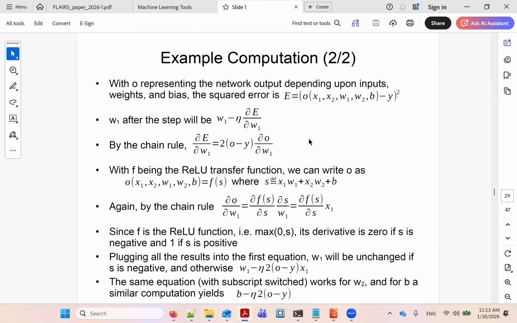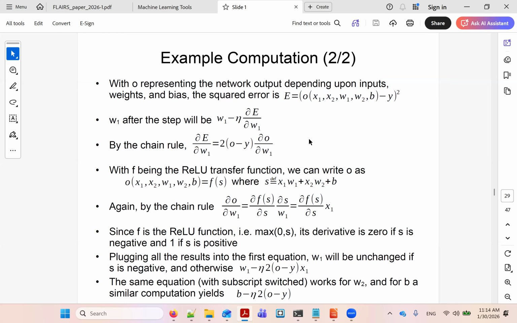Okay, so one more time into the gap here. We now have a squared error that looks like this. I wrote the output of the network as little o. Hopefully that doesn't bother anybody. It's got 2 inputs. This ReLU unit needs 2 weights, and it also has a bias. And this time the target values are called y. The update is going to look like this.